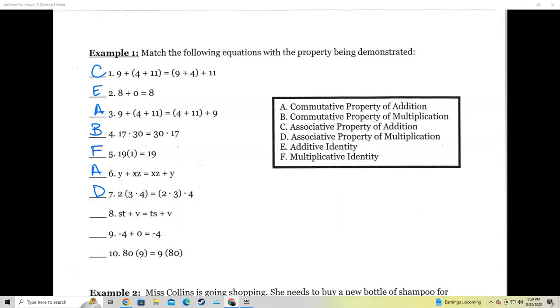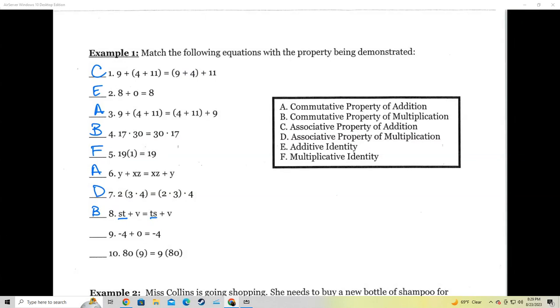Number 8, ST plus V is equal to TS plus V. Did the order switch? It sure did. So I know it's commutative property. Now the question is, did the adding switch or did the multiplication switch? If you notice on the multiplication here, it's multiplying ST and here it's multiplying TS. So the multiplication is what switched. We're going to go ahead and write commutative property of multiplication, letter B. I can even kind of understand if it was letter A because it looks like you switched the adding as well. So I guess it might be both.